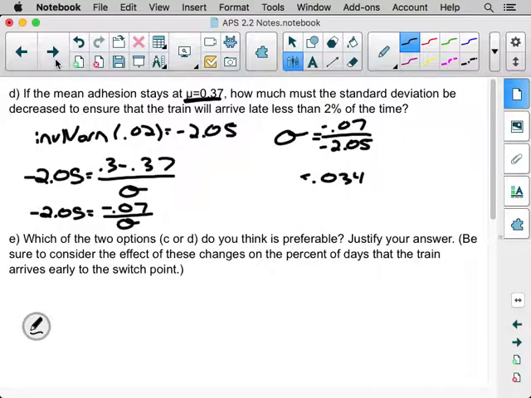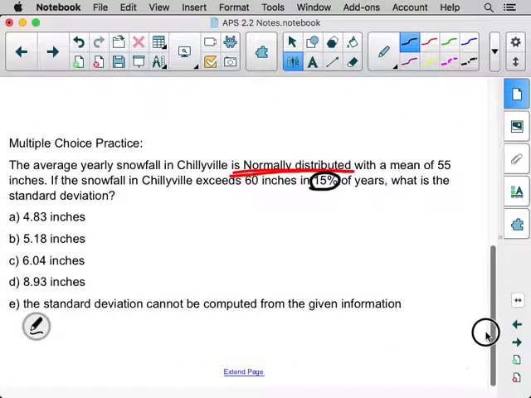I do have one little thing to show you though. For this one, it says it exceeds 60 inches in 15% of years. So here at the 60 mark, we're exceeding that 15% of the time. What's the problem with this? We touched on this yesterday. Does the calculator understand greater than? No, it doesn't. So we actually can't use 0.15. What do we have to use in its place? Exactly. We need to use 0.85.